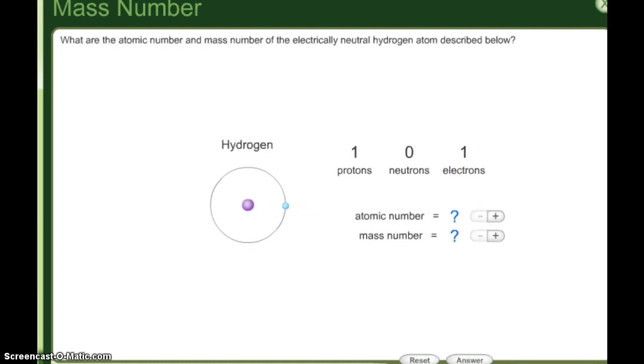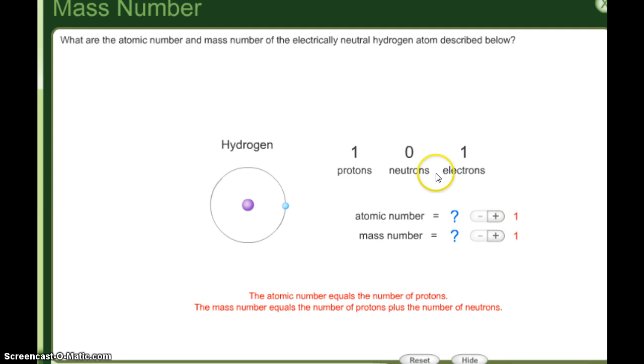All right, what about this one? What's the atomic number of hydrogen? Well, hit pause, get your answers for both. In this case, they're both 1. The atomic number is 1 because there's 1 proton, and hydrogen doesn't have any neutrons. It's very, very tiny. It's the smallest one. So it does have to have that 1 electron to be electronically neutral, but there are no neutrons, so the mass is just that 1 proton.